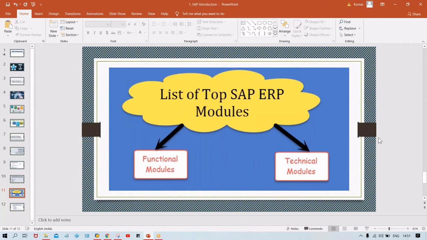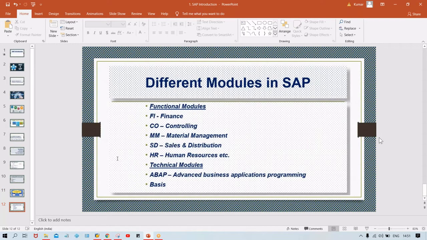Now let me show you certain examples here, like how many modules come under the functional module or the technical module. I have quoted only a few names, not every module. So look at here, under functional modules, we have the finance module, FI, CO stands for controlling, MM, materials management, SD, sales and distribution. Likewise, we have the HR module. Multiple other modules are also there which I have not specified here, like the PP module, QM module, PM module, right? In technical modules, ABAP and Basis are very important modules available. So these are the modules which are there in SAP.